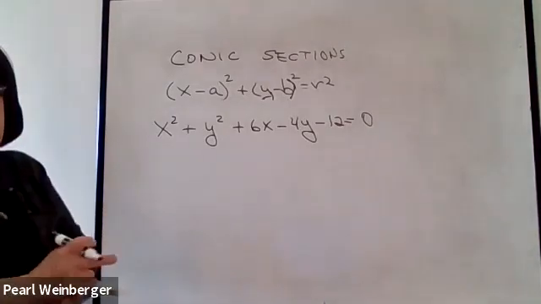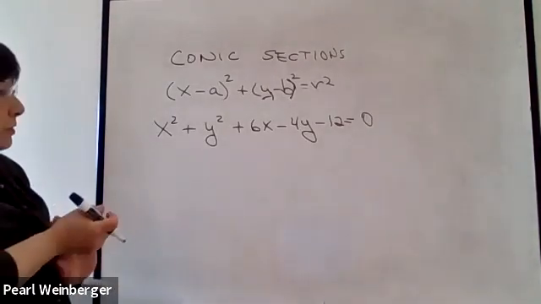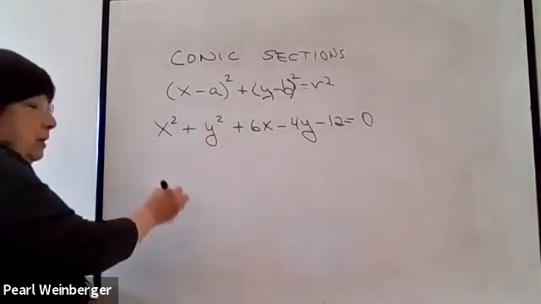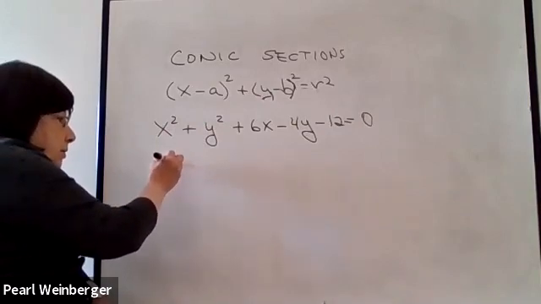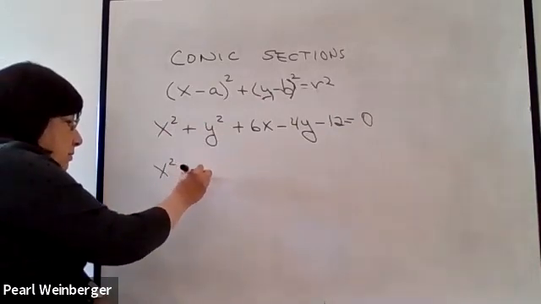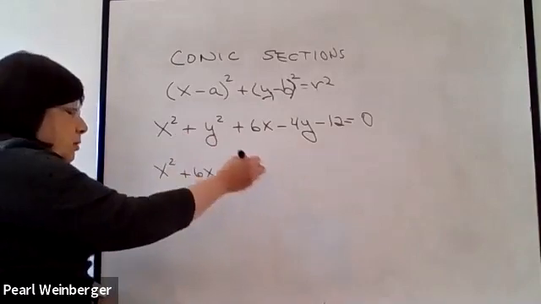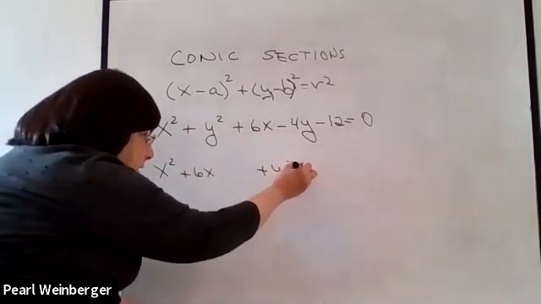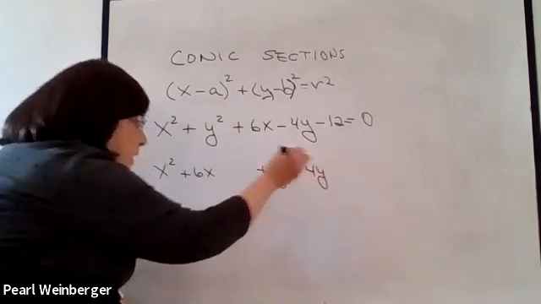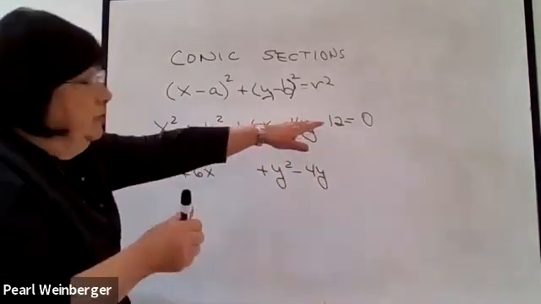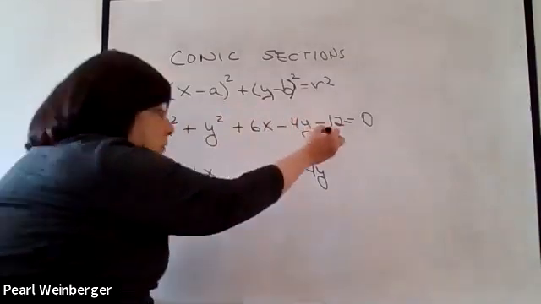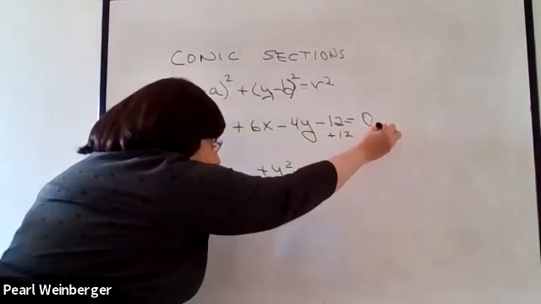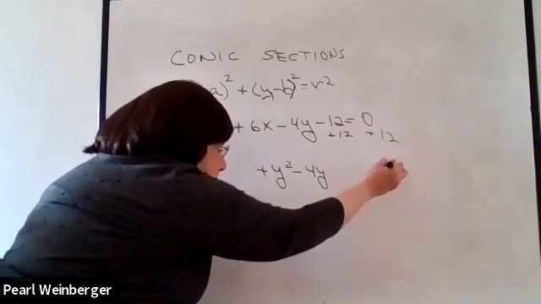Okay, we have just about 5 minutes left, so let's do this together. Remember what I do. I take the x terms and put them together: x squared plus 6x. I take the y terms and put them together: y squared and minus 4y. And the number that doesn't have an x or a y, which is this negative 12, I have to bring to the other side. So that gives me 12.